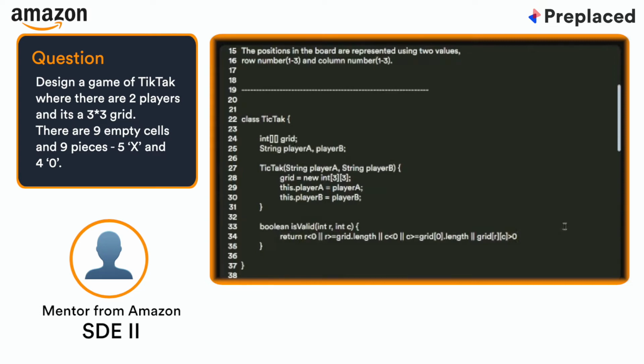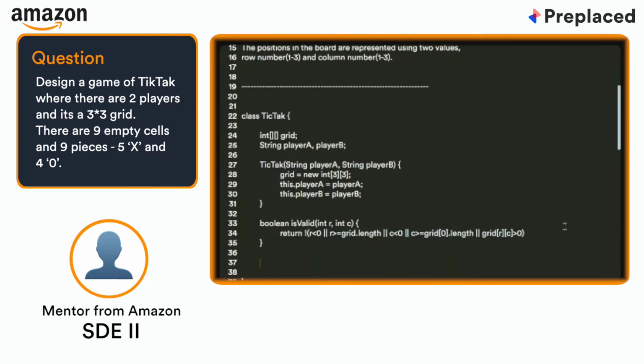So is valid has to return not of this particular operation. Those are all the invalid entries, and my is valid will return not of that particular entry. Does that make sense? Okay. Makes sense.